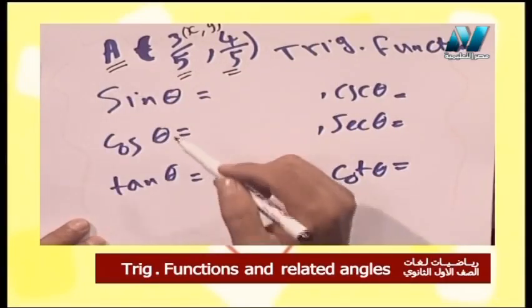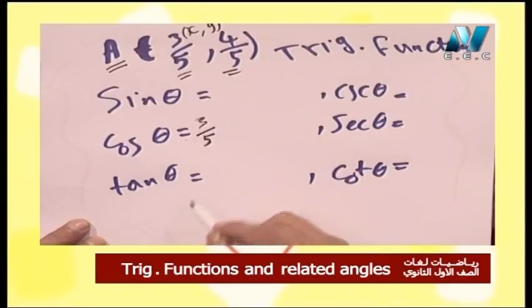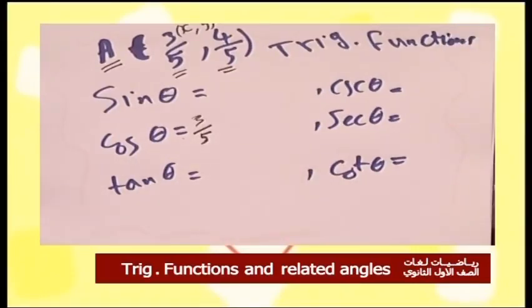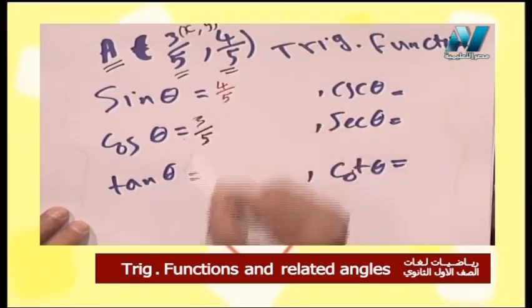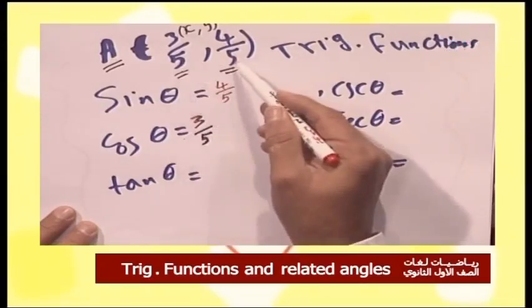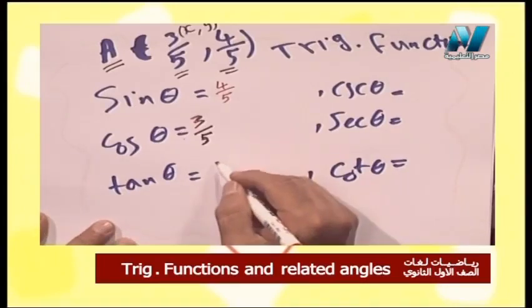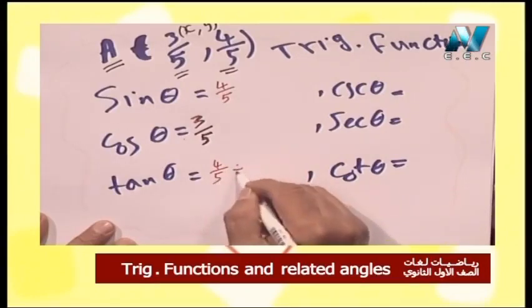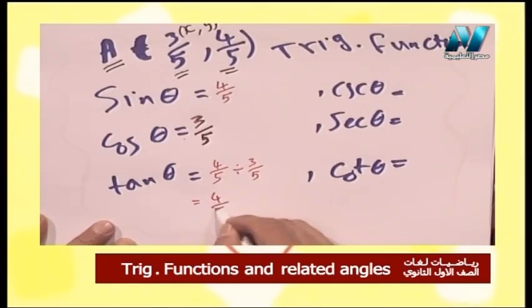So we have cosine theta equals 3/5, and sine theta here will be 4/5. So cosine theta equals 3/5 here, and sine theta equals 4/5. Tan equals sine over cosine, so it's 4/5 divided by 3/5, which is equal to 4/5 times 5/3. We cancel 5 with 5, so it's 4/3.